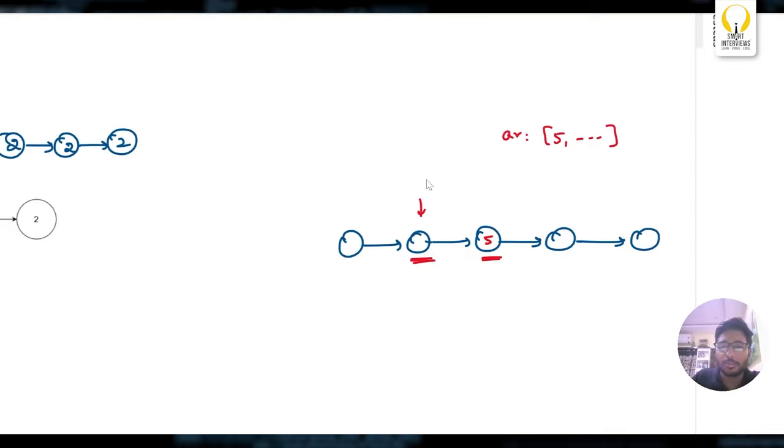Now how do we delete this? We can simply unlink this and join it something like this. Let's say this node is head.